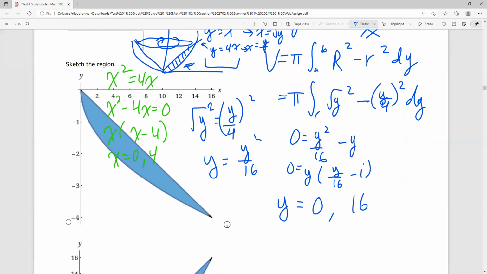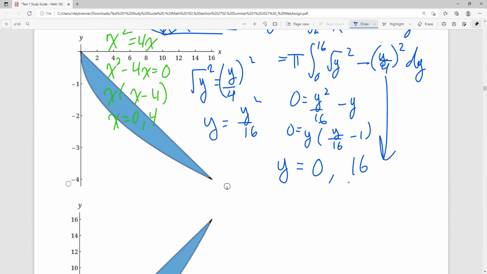So our integral is pi times the integral from 0 to 16 of square root of y squared minus the quantity y over 4 squared. So if I draw this down here, it'll be pi integral 0 to 16. Square root squared is just the original thing, y, minus y squared over 16, and then dy.